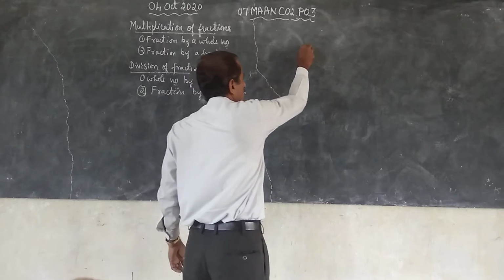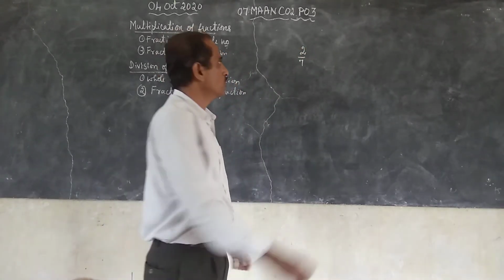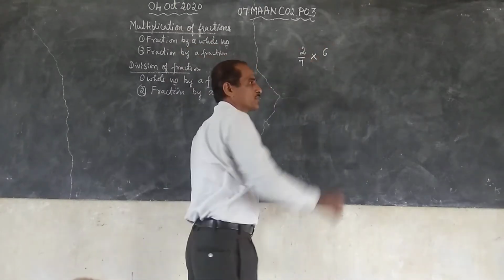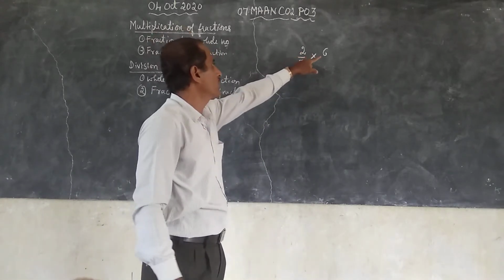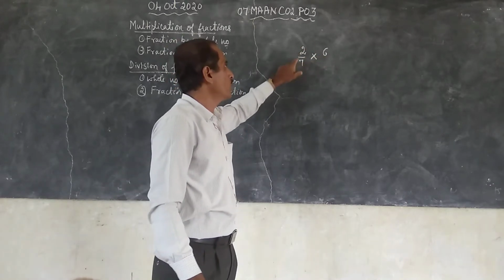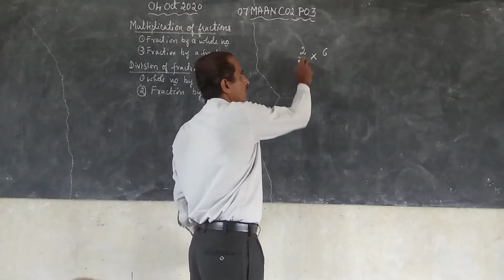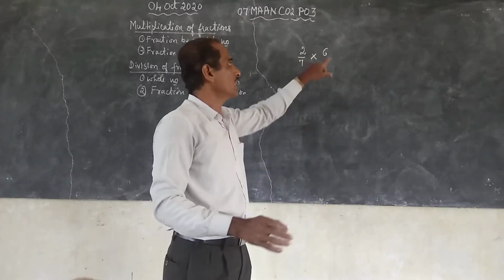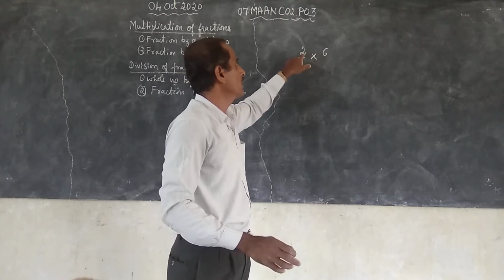Let us consider a fraction, say 2 by 7. If you multiply this 2 by 7 by a whole number, let us consider the whole number as 6. 2 by 7 is a fraction, 6 is a whole number. So 2 by 7 into 6 means, what is the answer? To multiply, in addition we have to take the LCM. Not here, not like that.